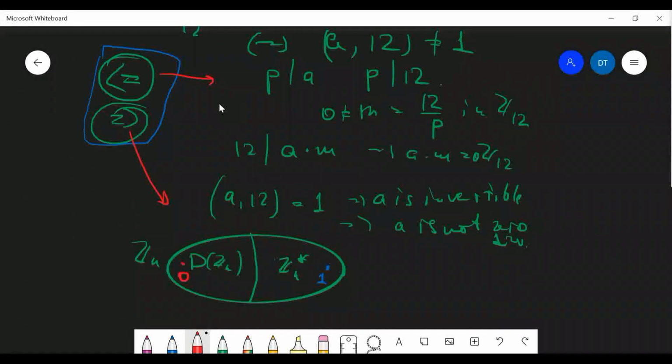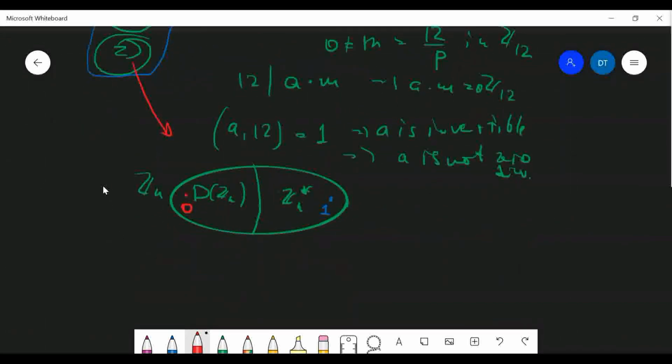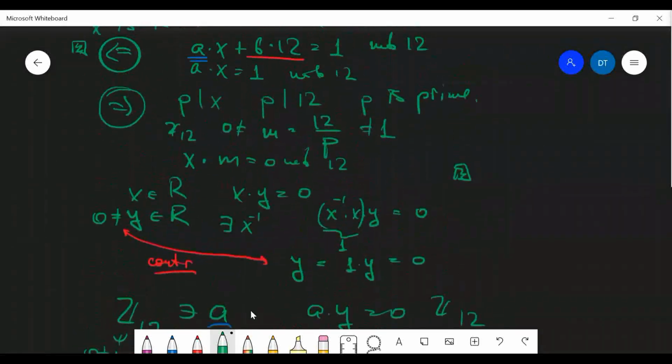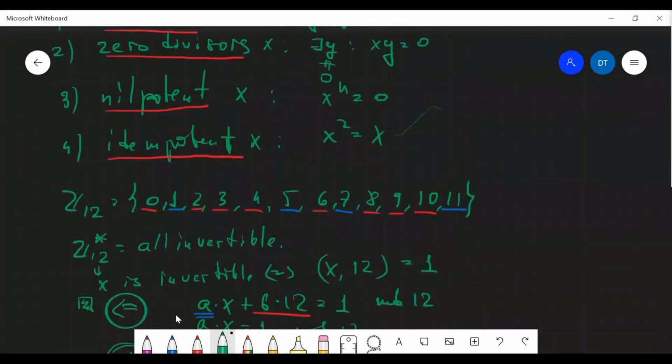And how do you check if an element is invertible or not? An element is here if and only if x and n are coprime. And an element is here if and only if x and n are not coprime. So that's why if you have found all the invertible elements, all the remaining ones are the 0 divisors. So you don't have to find explicitly this element y for all these guys.